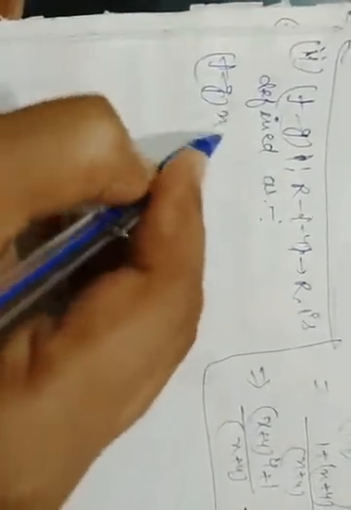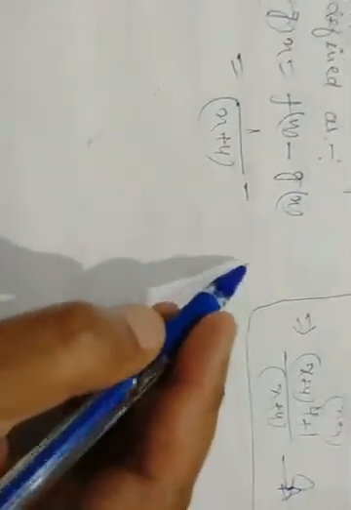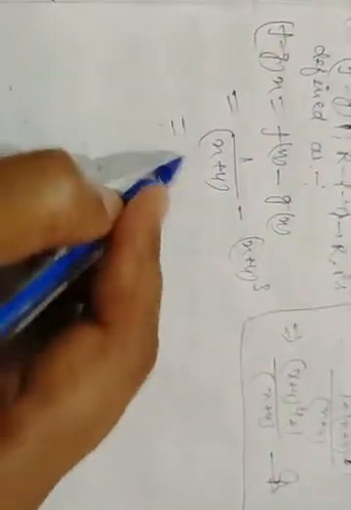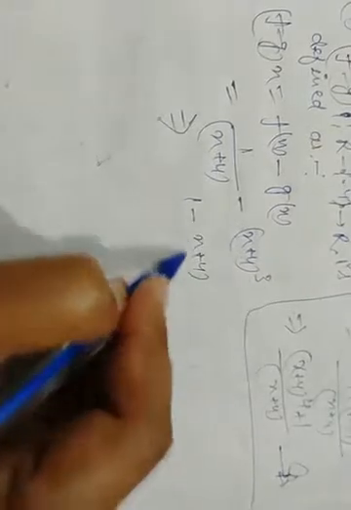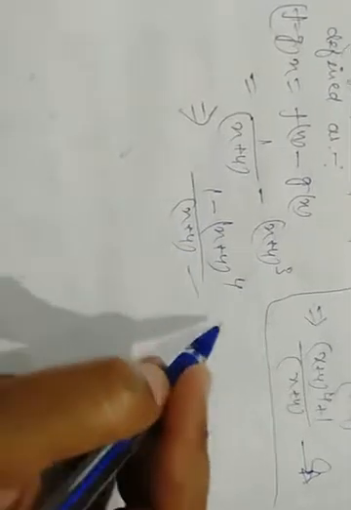f minus g of x is equal to f of x minus g of x. That is, f of x is 1 upon x plus 4, and g of x is (x plus 4) whole cube. So we have 1 minus (x plus 4) to the power 4, upon x plus 4. This is our answer.